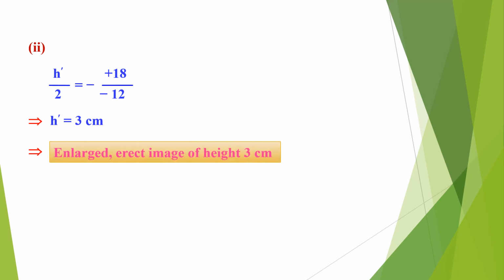The next one is magnification. Height of the image by height of the object, which is 2, is equal to minus plus 18 divided by minus 12, that is object distance. By solving this, height of the image comes as plus 3 centimeter. This implies a very enlarged, erect image of height 3 centimeter is coming. So plus indicates it is an erect image, and 3 is more than the object size 2. That's why it should be enlarged.